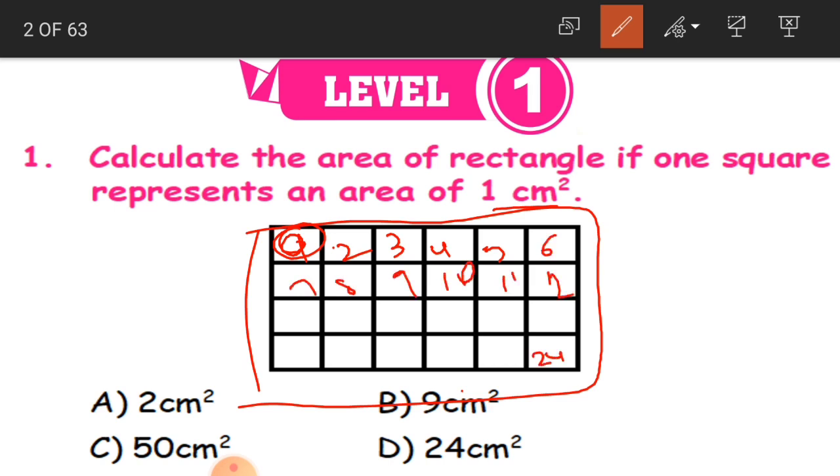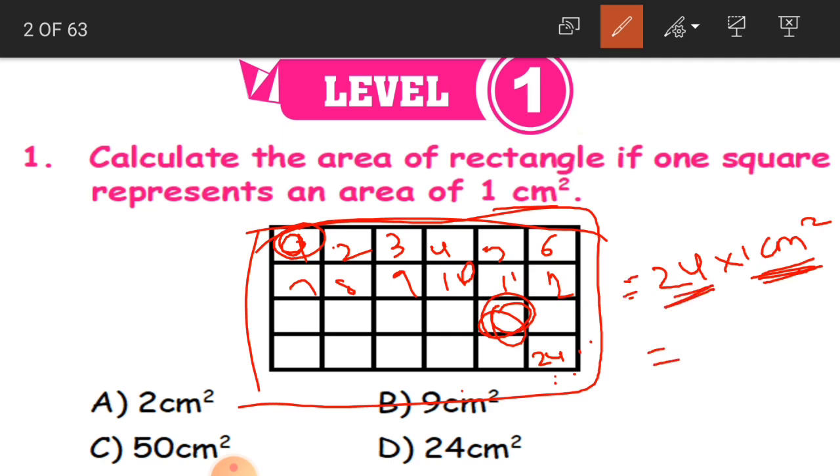In total there are 24 squares. So what will be the area of this rectangle, children? The total area would be 24 into 1 centimeter square. Why am I taking into 1 centimeter square? Because 1 centimeter square is the area of 1 square. We are having 24 squares here. So the total area becomes 24 into 1 centimeter square, that is equal to 24 centimeter square.